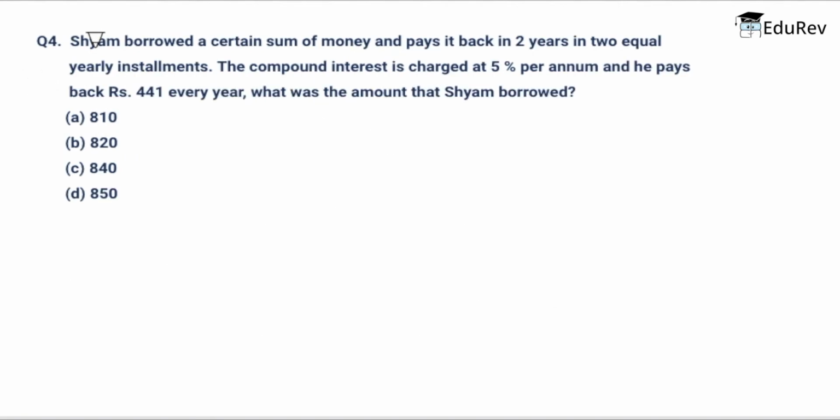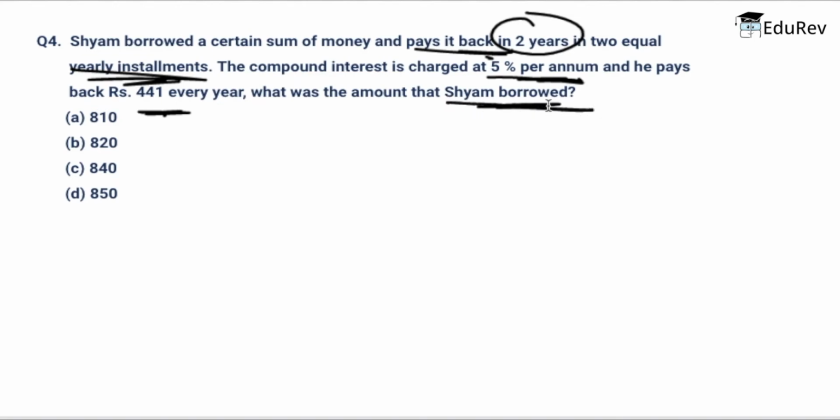Question number 4 states that Shyam borrowed a certain sum of money and pays it back in 2 years in 2 equal yearly installments. The compound interest is charged at 5% per annum and he pays back rupees 441 every year. So what was the amount that Shyam borrowed? Here we are given the yearly payment that Shyam makes for 2 years, and we are required to find the total amount that he borrowed. So we need to solve this question inversely.